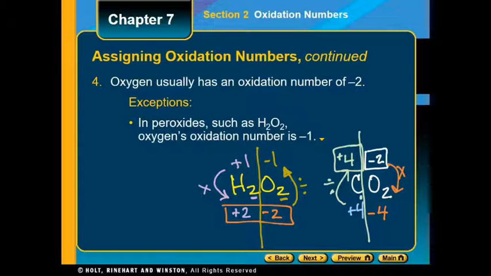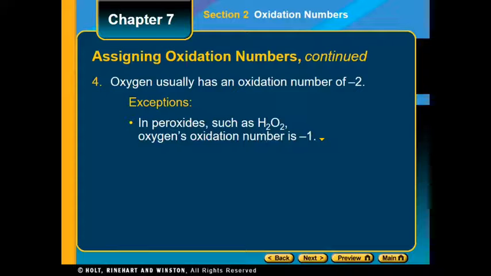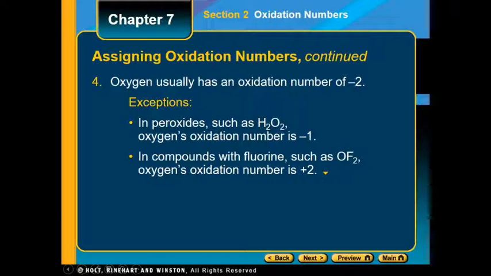So moving back on over to the next exception for oxygen, it's when oxygen is with fluorine. So we just stated in Rule 3 that fluorine is always a -1. If we work out this example, OF2, if fluorine is always a -1 oxidation state, and we run through our math, -1 times 2 is -2.